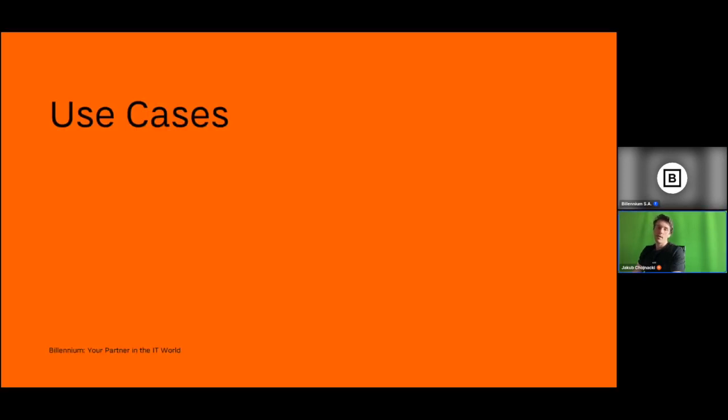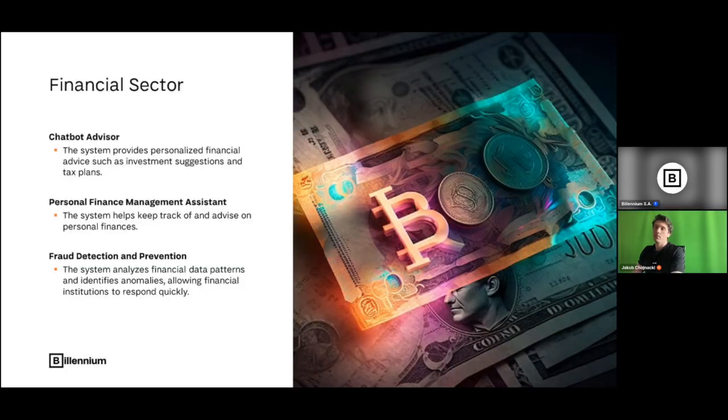But first, let's start with some use cases. And so the most common use cases for the usage of GPT and generative AI in the financial sector would be chatbot advisors, so the systems that can provide personalized financial advice, such as how to invest your money or how to make your tax plans and whatnot.